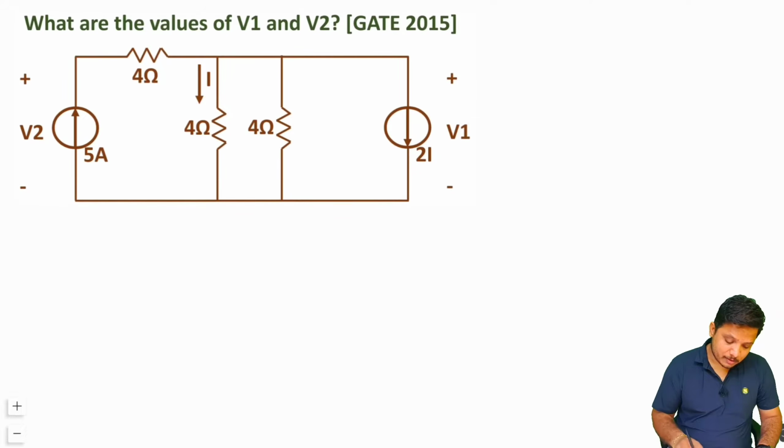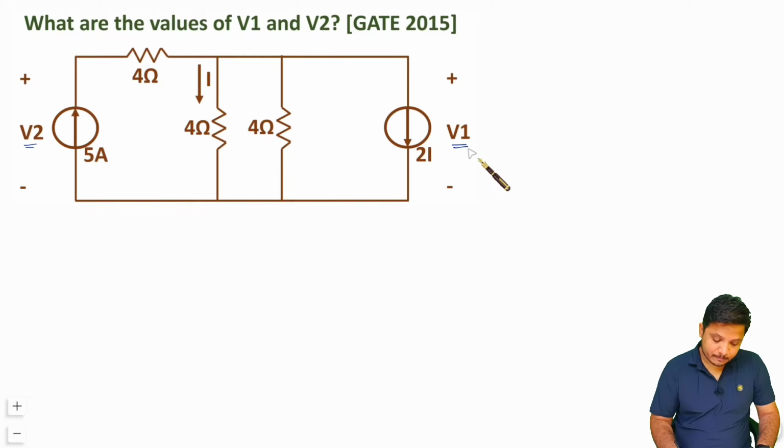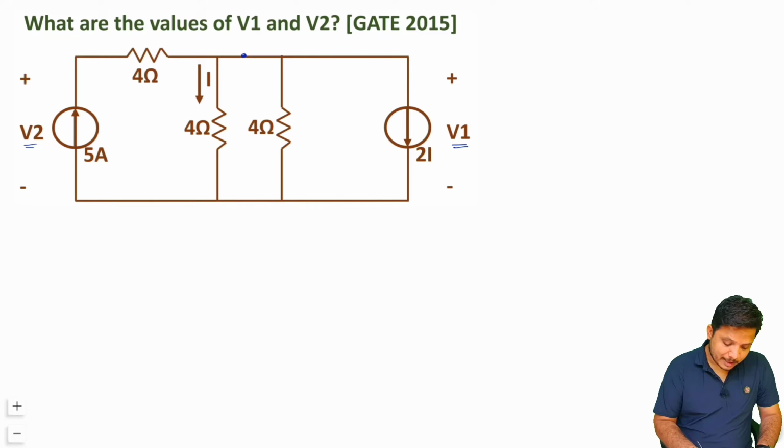So here you can observe we have this circuit, and in this circuit we have to find voltages V2 and V1. You see V2 and V1 are across this current source, and the current by this current source is also given. If you observe carefully, here we have only one node, and 4 ohm is in parallel with 4 ohm. Here the current is I, so obviously through this 4 ohm also the current should be I.